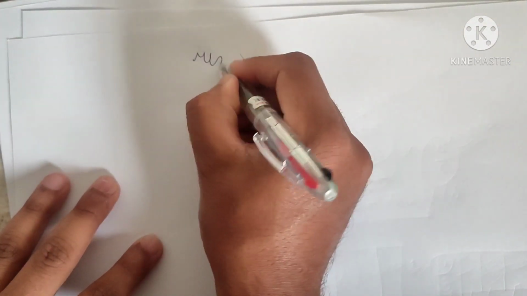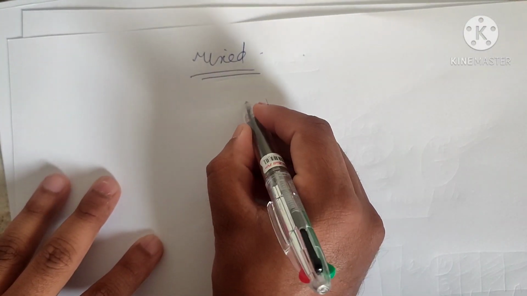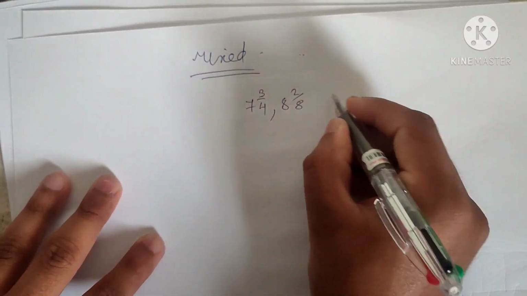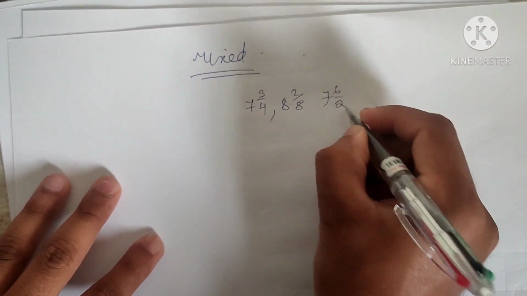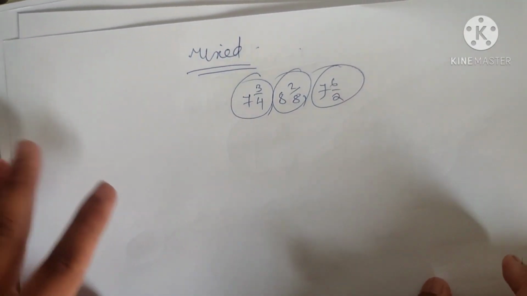Now there is also a fraction called a mixed fraction. If a fraction is written like 7 3 by 4, or like 8 2 by 8, or 7 6 by 2, something like this, then we can say that these types of fractions are called mixed fractions.